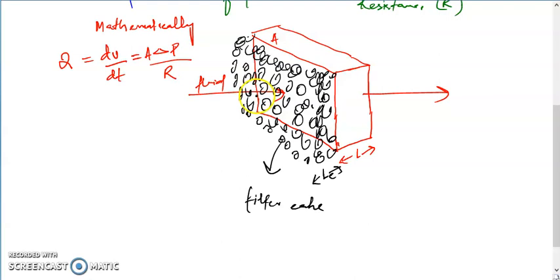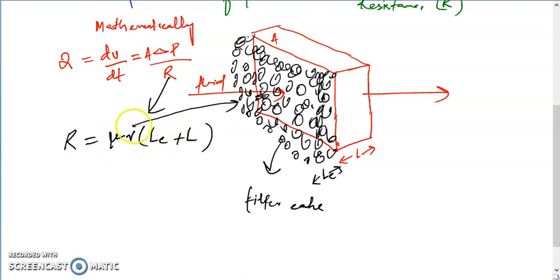If we assume this filter cake cannot be compressed, then R can be written as R is equivalent to mu small r times LC plus L. See, this is the resistance. Capital R is the resistance, mu is the viscosity of the fluid, and small r is the specific resistance of the filter cake. LC is the thickness of the filter cake, and L is the thickness of the filter medium.